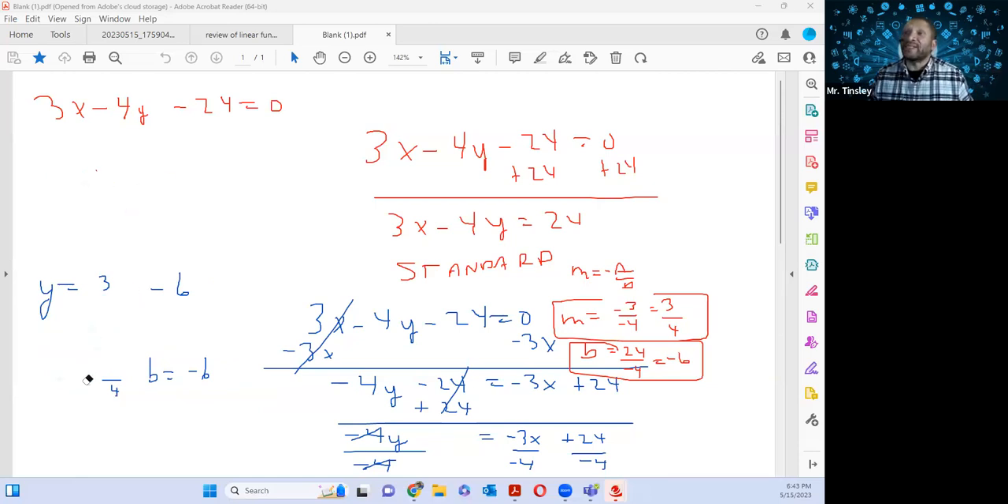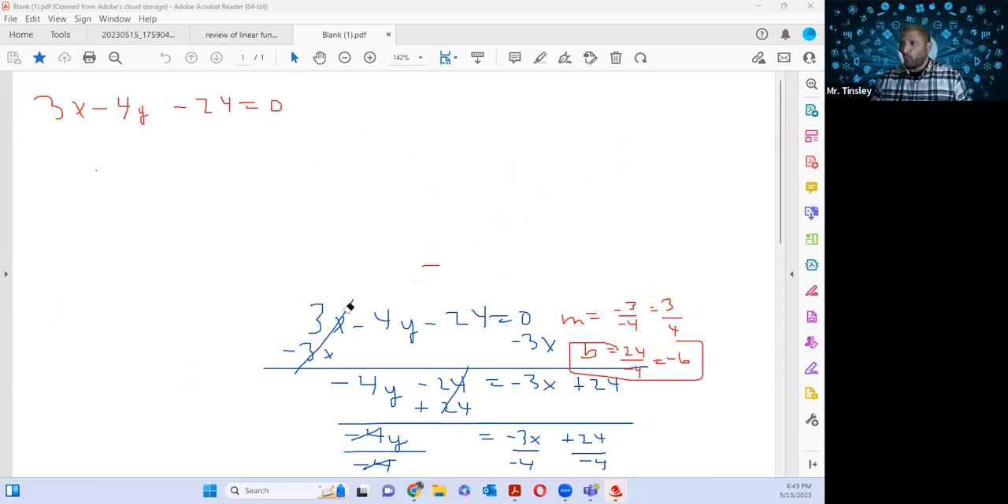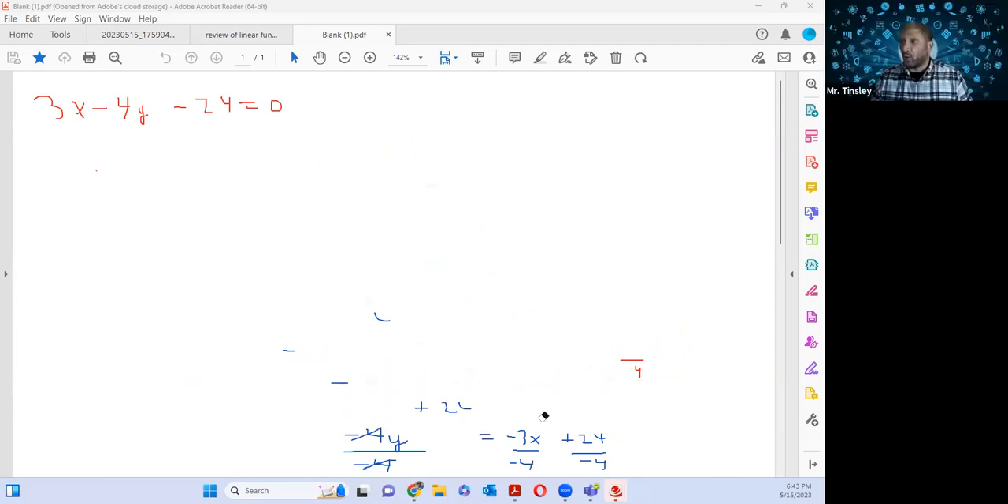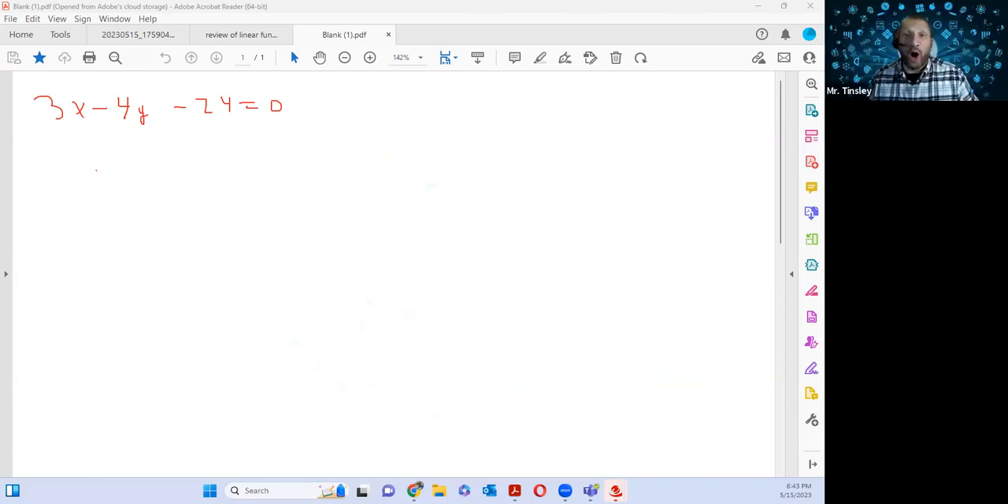What I heard somebody say is, that's not a linear equation, that's quadratic. No, I'm wrong. Know what a linear equation and a quadratic equation are. They're different. In a linear equation, the highest degree is 1.